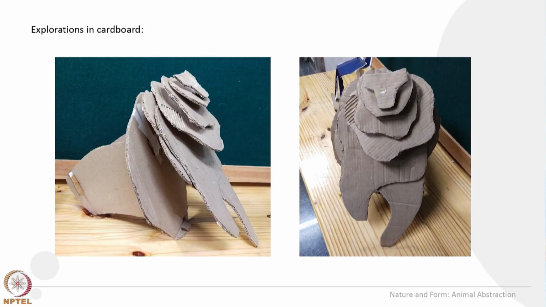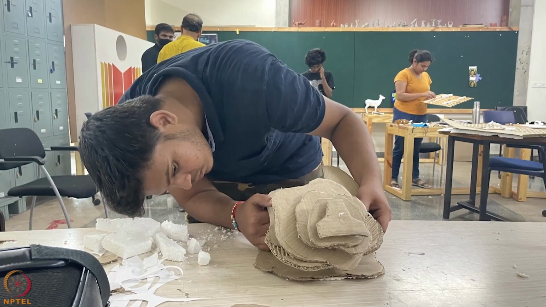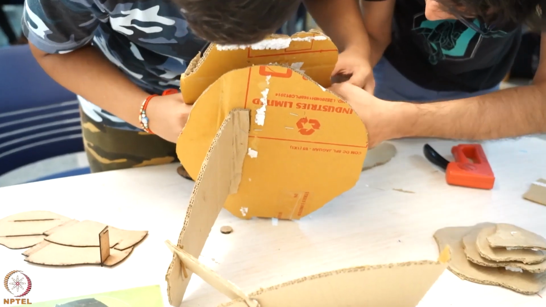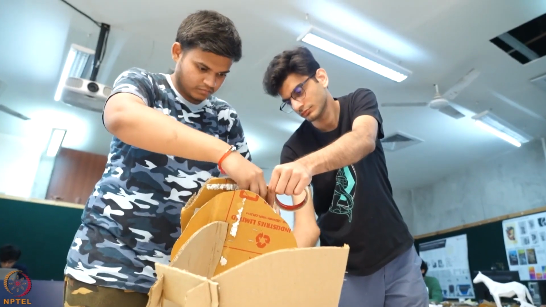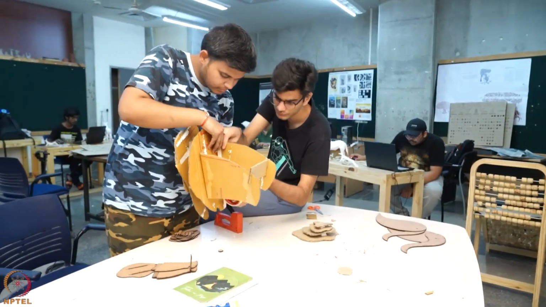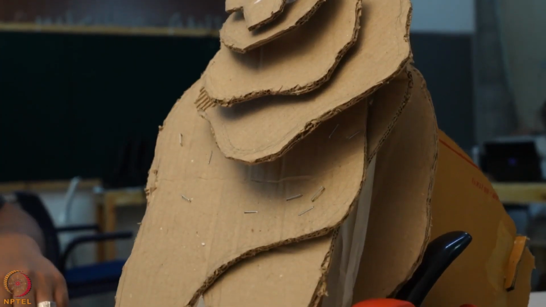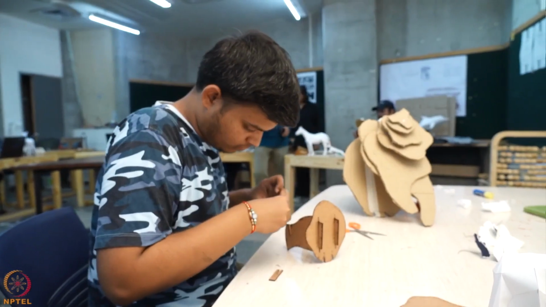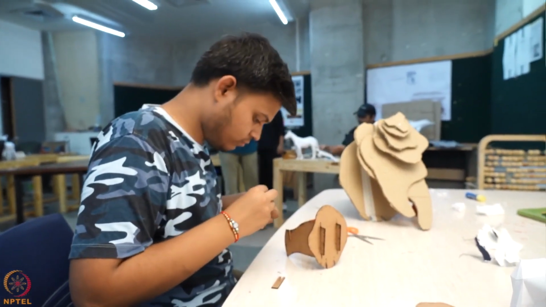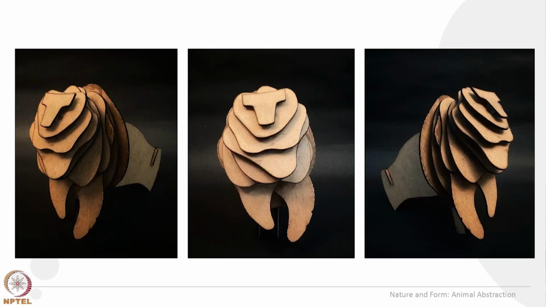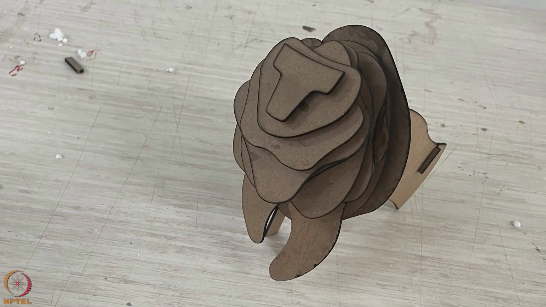Then comes the exploration in cardboard, where I tried to create a kind of confusion, so that for some people this form looks like a leg, but for some people it's the lion's fur. These are the final 3D laser cut forms in MDF sheets, and we made the model out of them.